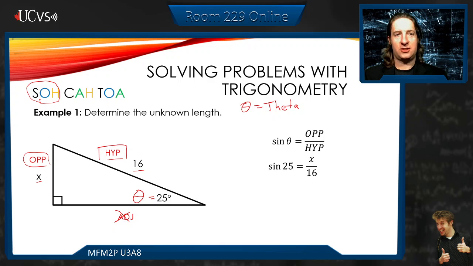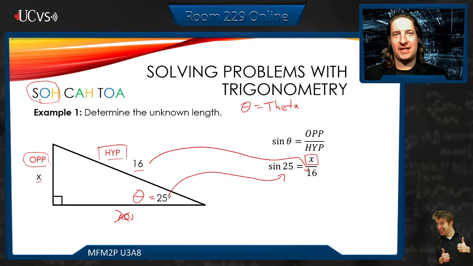I've done a quick little substitution here, right? My angle is 25, it's gone into there, and my 16 has gone into here. My unknown is still there as x. I have one unknown, I have an equation. I can solve it, right? So what do I do here to solve?